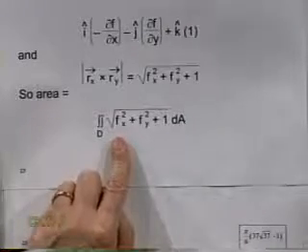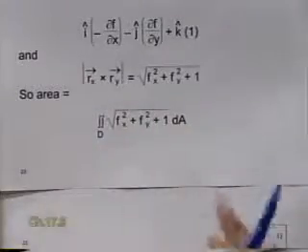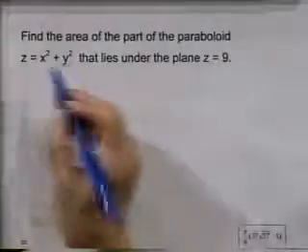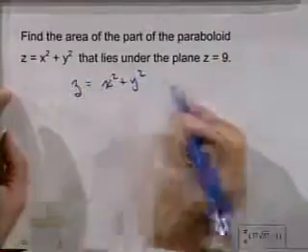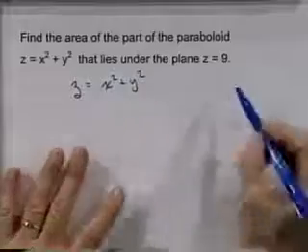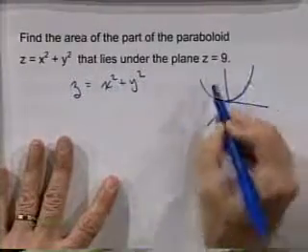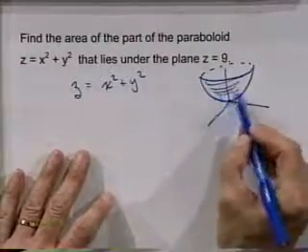What if instead it's x in terms of y and z? Then I think I'd go back and do it the other way and write it parametrically. So in this one, find the area of the paraboloid z equals x squared plus y squared that lies under the plane z equals 9. Now if you notice, this paraboloid looks like this. Okay, and this is the surface that we have right here.